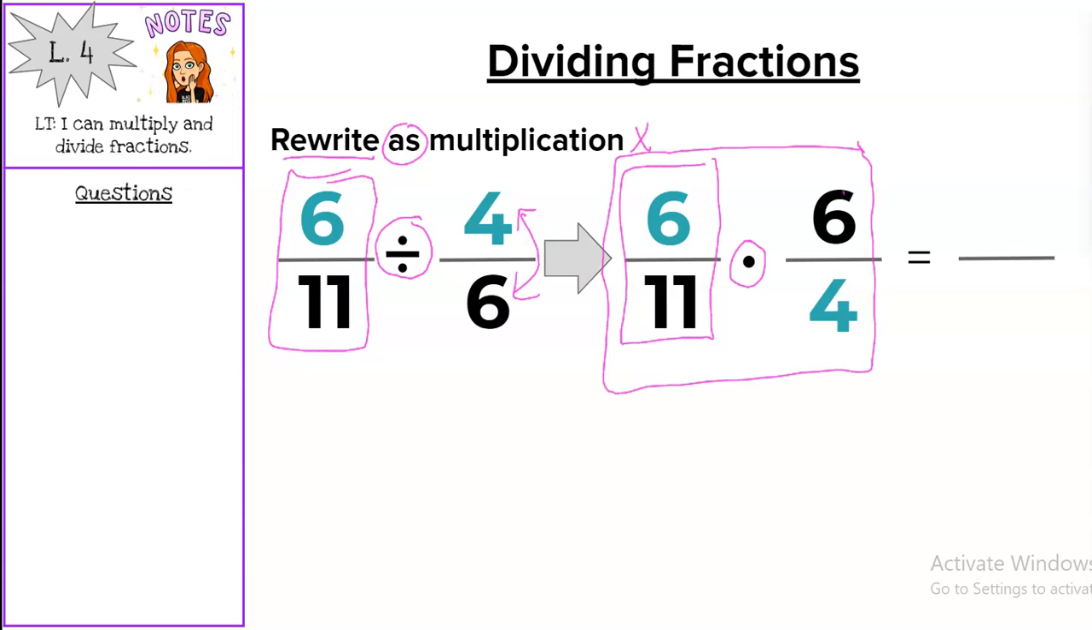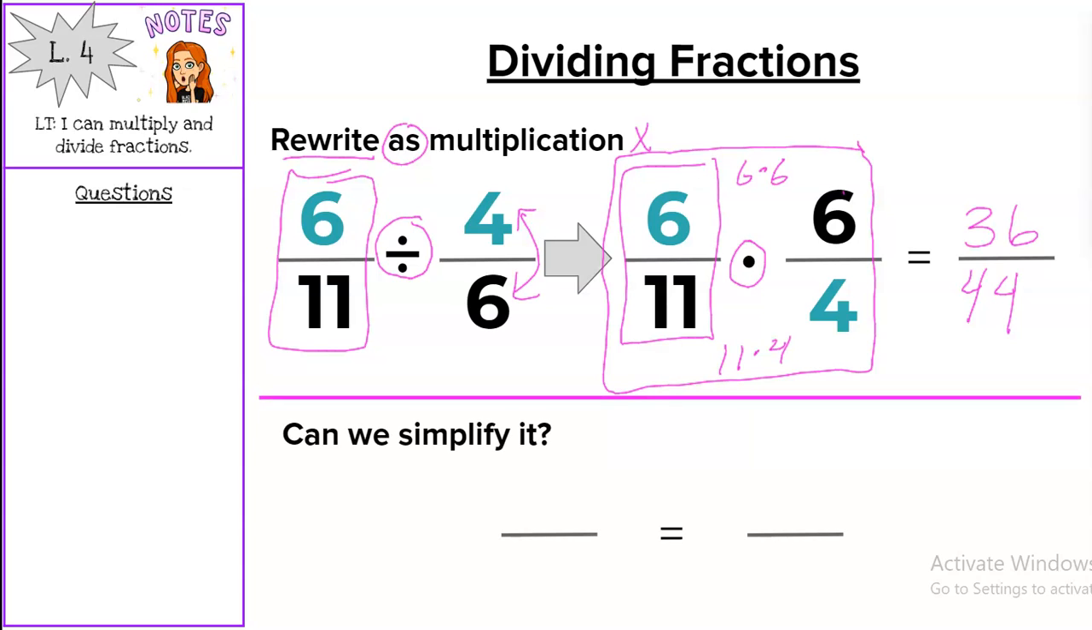So we multiply our top numbers. What's 6 times 6? Well, that's 36. 11 times 4? That's 44. And again, we have to ask ourselves, can we simplify it? 36 and 44, they have the common factor of 4. So 36 divided by 4, 44 divided by 4, and we get 9 over 11.